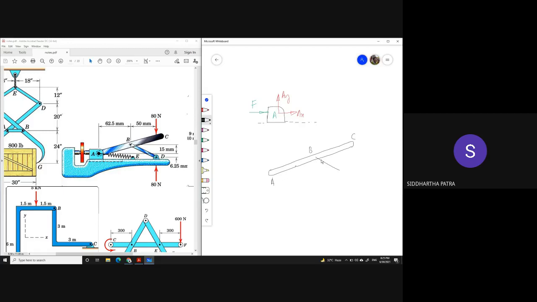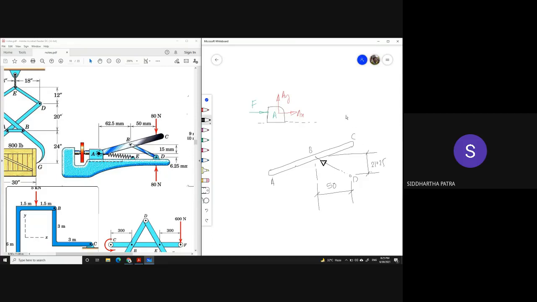Which basically means it is providing this force, which is 15 plus 6.25, which is 21.25 in this direction, and this point is D, and horizontally this is 50 millimeters. So that will give you the direction of the force coming from BD. Of course, ABC is a three force member.